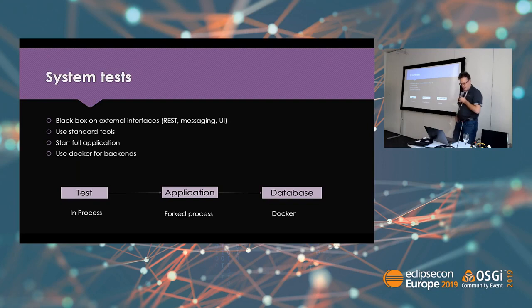Then the last part are the system tests. From the highest level of tests I'm looking into, I am not really covering the UI tests because I'm not really experienced in UI tests, so I would not tell good things probably. So from the system test side, you are really going black box. Really, you're not even inside the framework. Your test typically runs in your Java process, in your test runner process, but then your application runs in a separate process.